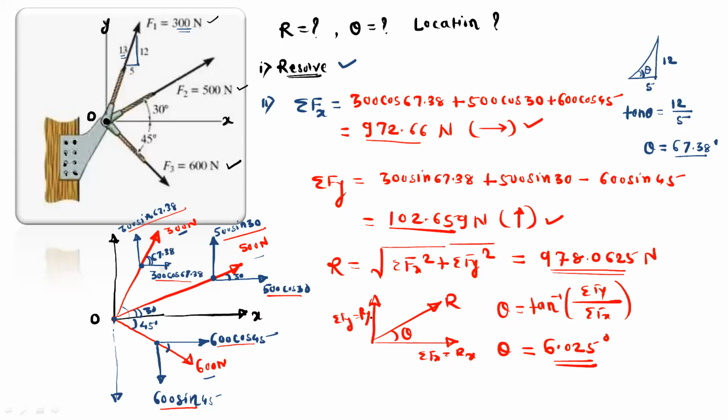Okay, so the last step is we have to represent the resultant. So R is equal to 978.0625 Newton, and quadrant is first. So this is the representation, this is theta. Okay, so this is your final answer.